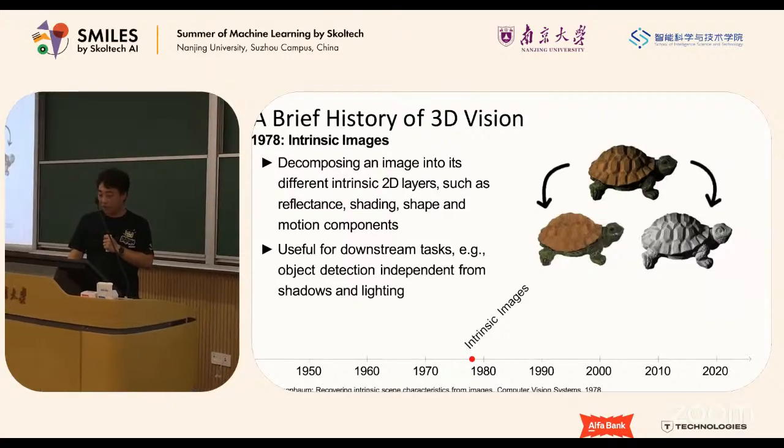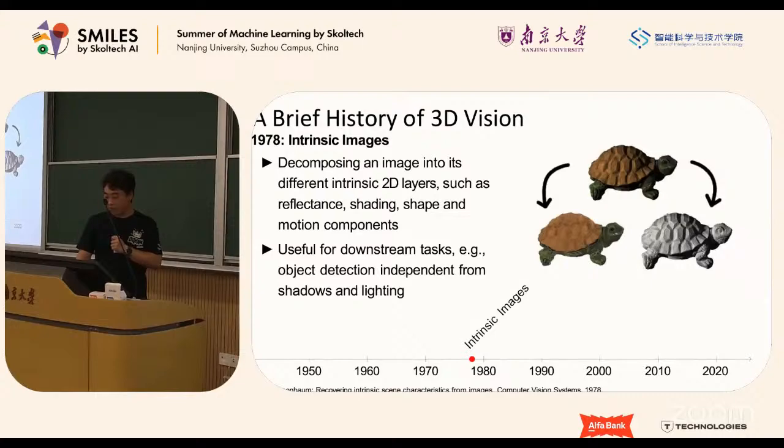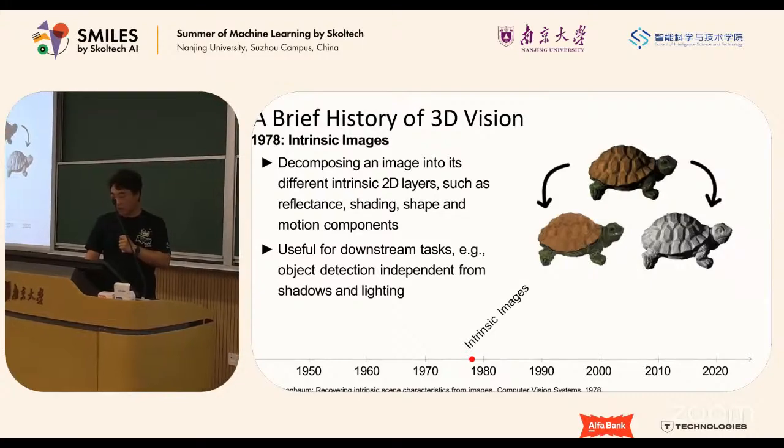The intrinsic image framework proposes decomposing an observed image into underlying components such as reflectance and shading. Instead of treating pixel colors as a single property, it asks which parts come from the object's material and which parts come from the illumination. This decomposition remains relevant in inverse rendering and scene editing.